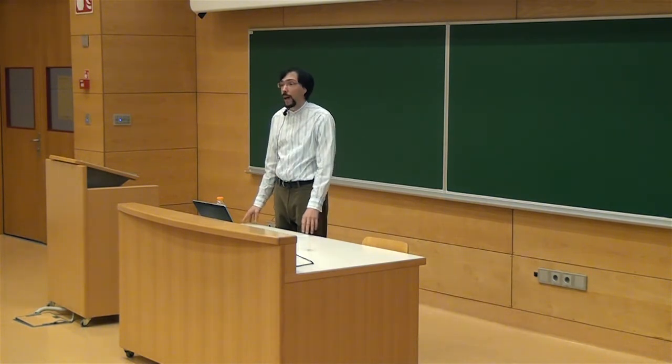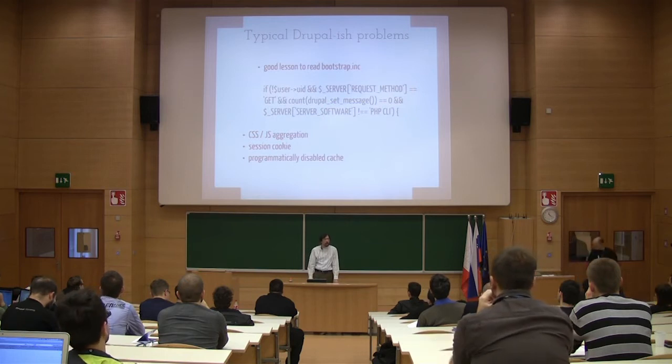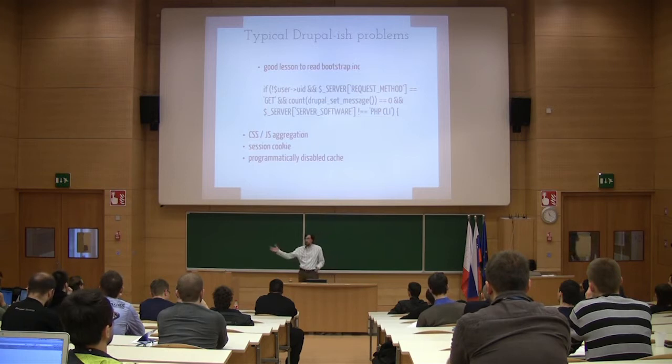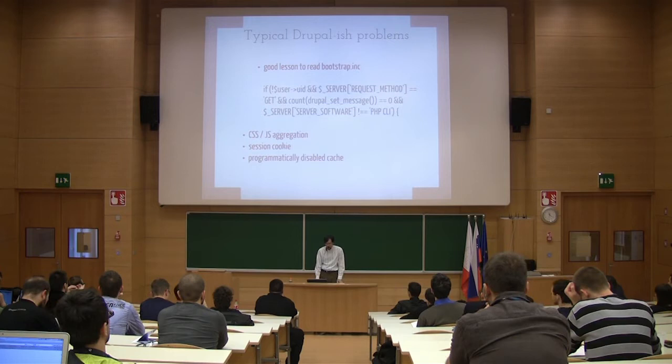It's trivial, but I have seen some production sites where the CSS and JavaScript aggregation wasn't turned on. Of course, it hurts the front-end performance. It means many more requests to the server. Even if it's fast, it's costly.